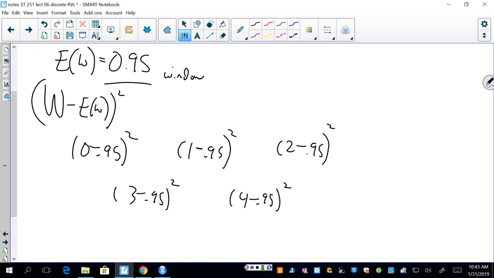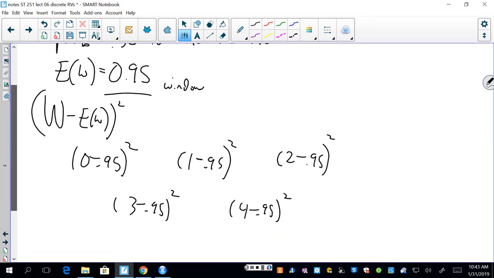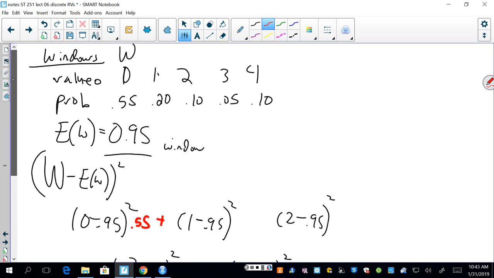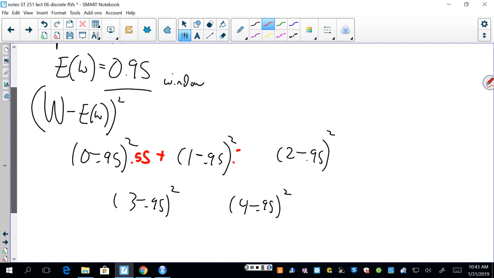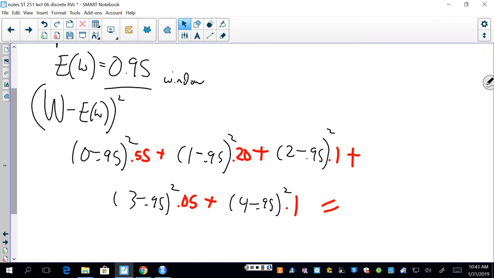Now the expectation of that is we multiply each of those by their probabilities and add them up. So this 0 occurred with probability 0.55. This one occurred 20%, so 0.2 times that. 0.1 times that one. This one was 0.05 times that, and then 0.1 again. So it's a weighted average of these squared deviations. And that's the variance. The variance of the number of windows in winter turned out to be 1.75.